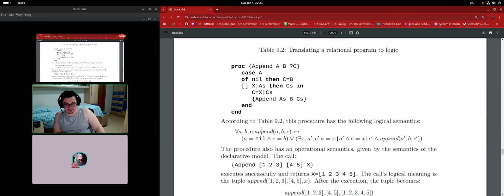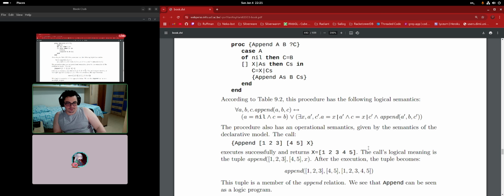Following the translation table, we have these logical semantics for it. This procedure also has an operational semantics given by the semantics of the declarative model. The call executes successfully and returns x equal to the appended version of the first list and the second list. The call's logical meaning is the tuple append, which looks very similar.